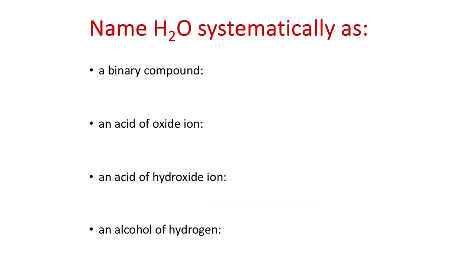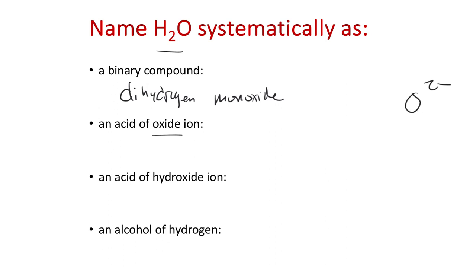And then lastly, can we name water systematically? I just think it's kind of neat that you can go through water in a bunch of different conventional systems. You can name it as a binary. If so, you would probably call this dihydrogen monoxide. An acid of the oxide ion: oxide is O2 minus, so oxides become hydro-, so we call this hydro-oxidic acid.